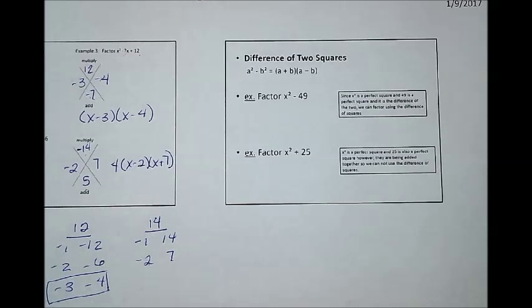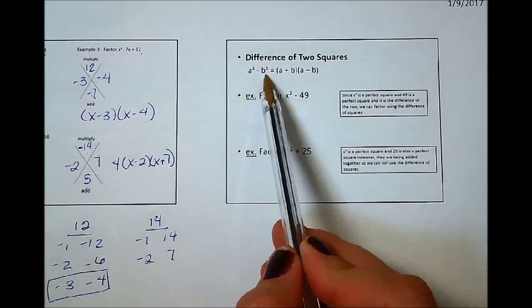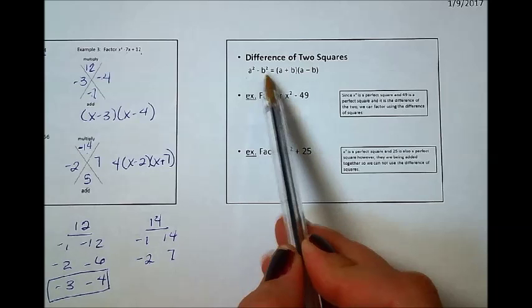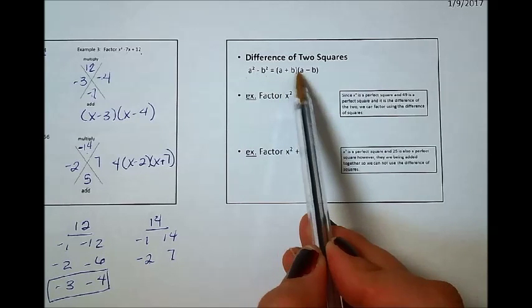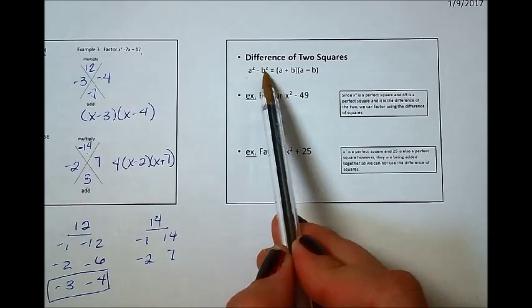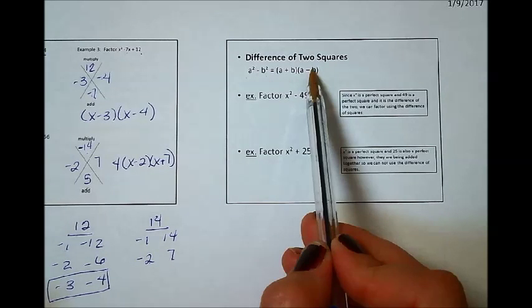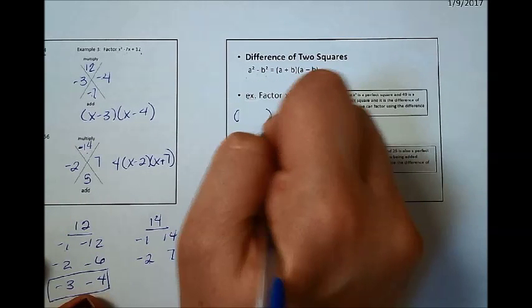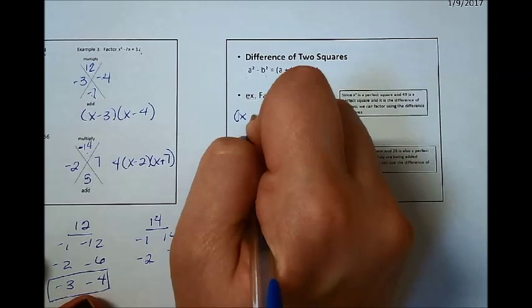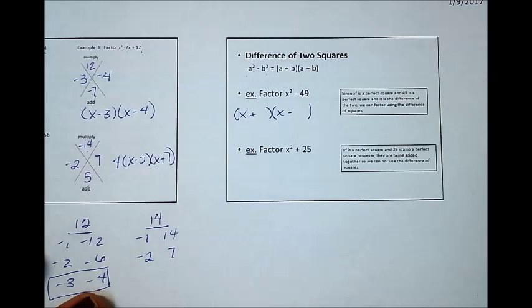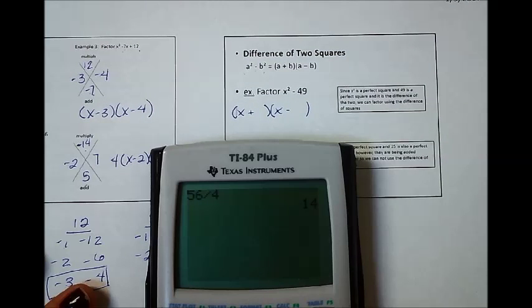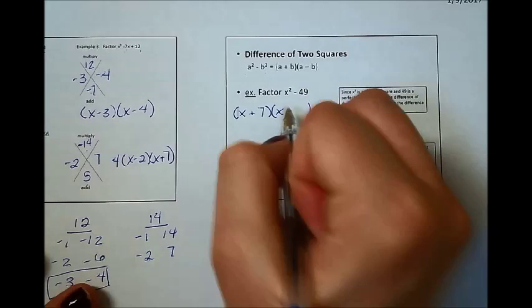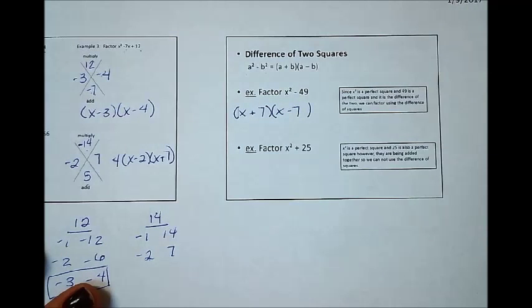And finally, we come to my favorite. If you have two things which are squares, and there's a minus in between them, then you can break them into a plus b and a minus b. Take the square root of each of these and put them as the factors. For example, we have x squared minus 49. So the square root of x squared is x. We have a plus, we have a minus, square root of 49 equals 7. Plus 7 minus 7. And that's all there is to it.